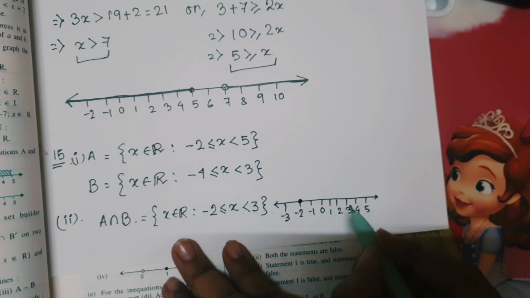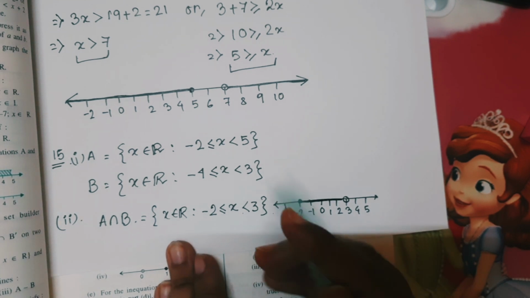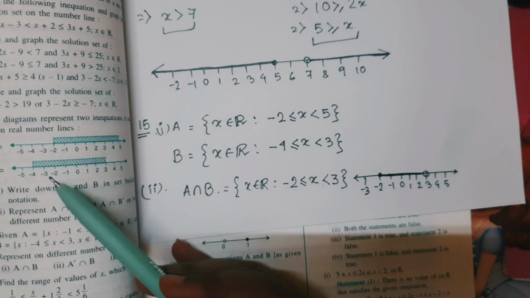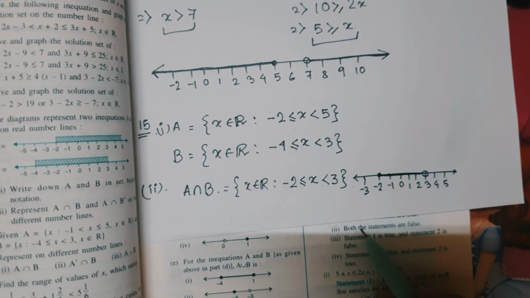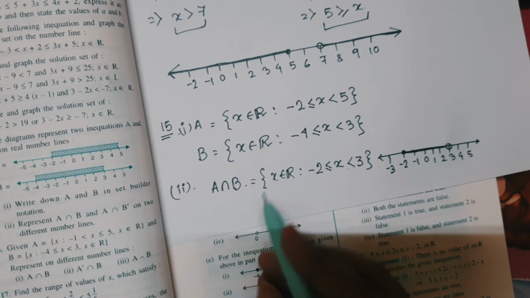this part and this part. Okay, so it will be like this, or else you can draw in this way, in this format. Now next part, A intersection B complement.